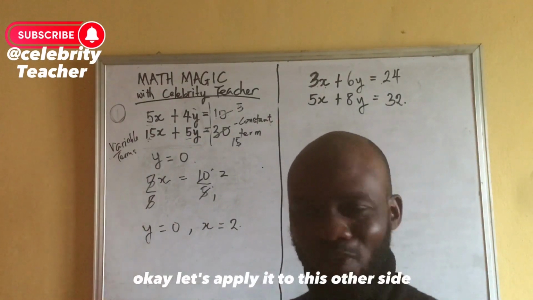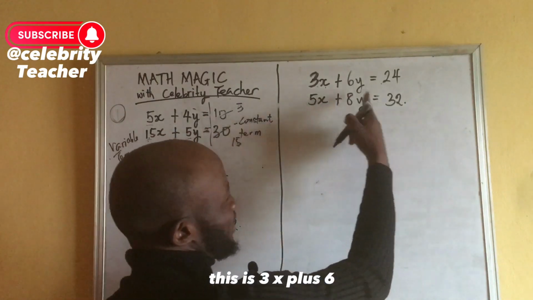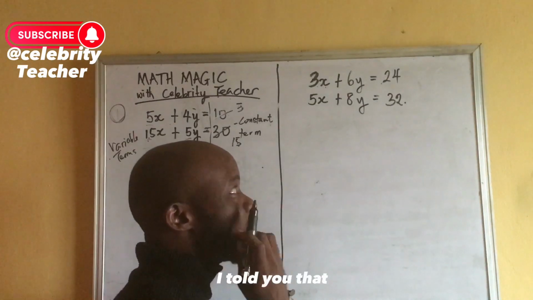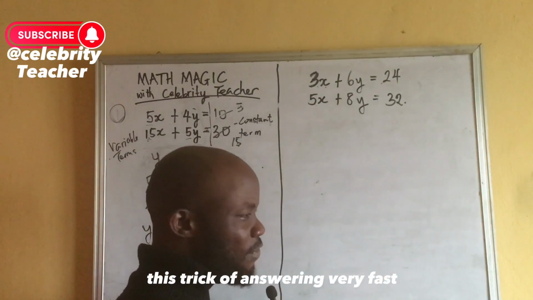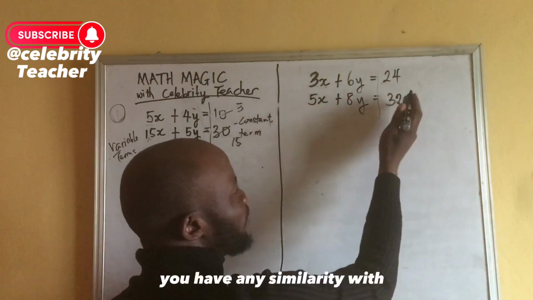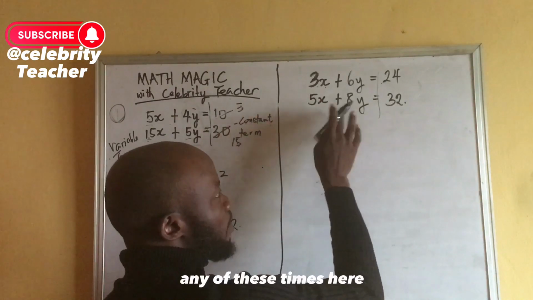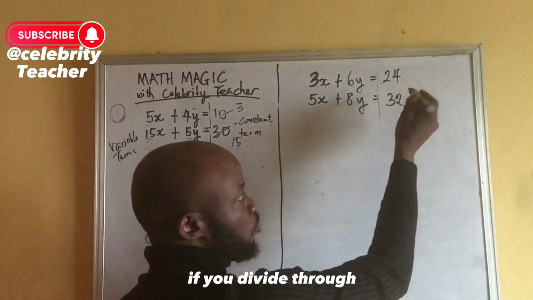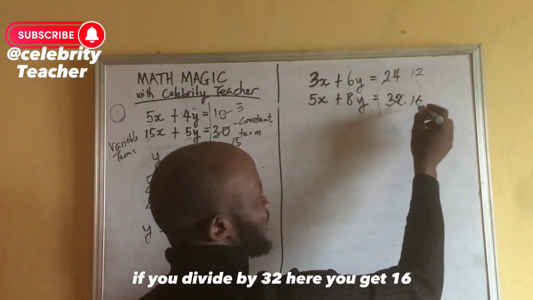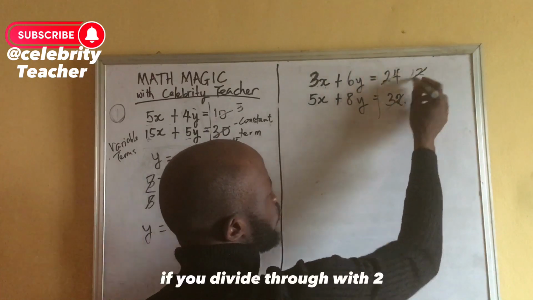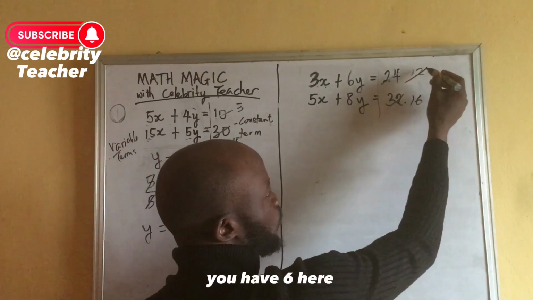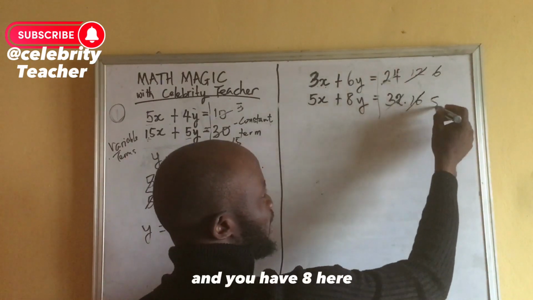Okay, let's apply it to this other question now. This is 3x plus 6y equals 24, 5x plus 8y equals 32. I told you that this trick of answering very fast in 10 seconds can work if the constant terms have a similarity with any of these numbers here when you divide through to the lowest. So if you divide 24 by 2, you get 12. If you divide 32 by 2, you get 16. Does it look alike? No. If you divide through with 2, of course, 3 cannot go into 16. So if you divide by 2 again, you have 6 here and you have 8 here.